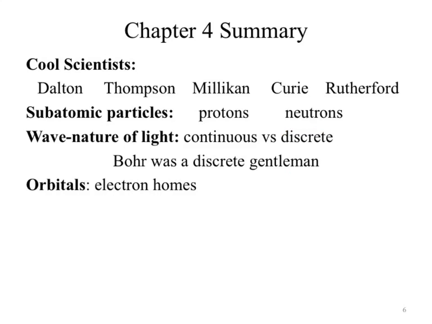Orbitals are our electron homes. So we talked about the wave nature of light to get Bohr to say we've got distinct energy levels for our electrons. We then referred to those energy levels as our orbitals. So those are our electron homes. This is where we can reintroduce our subatomic particle of an electron, because now we actually define where it's located. We have a little bit more information about it.